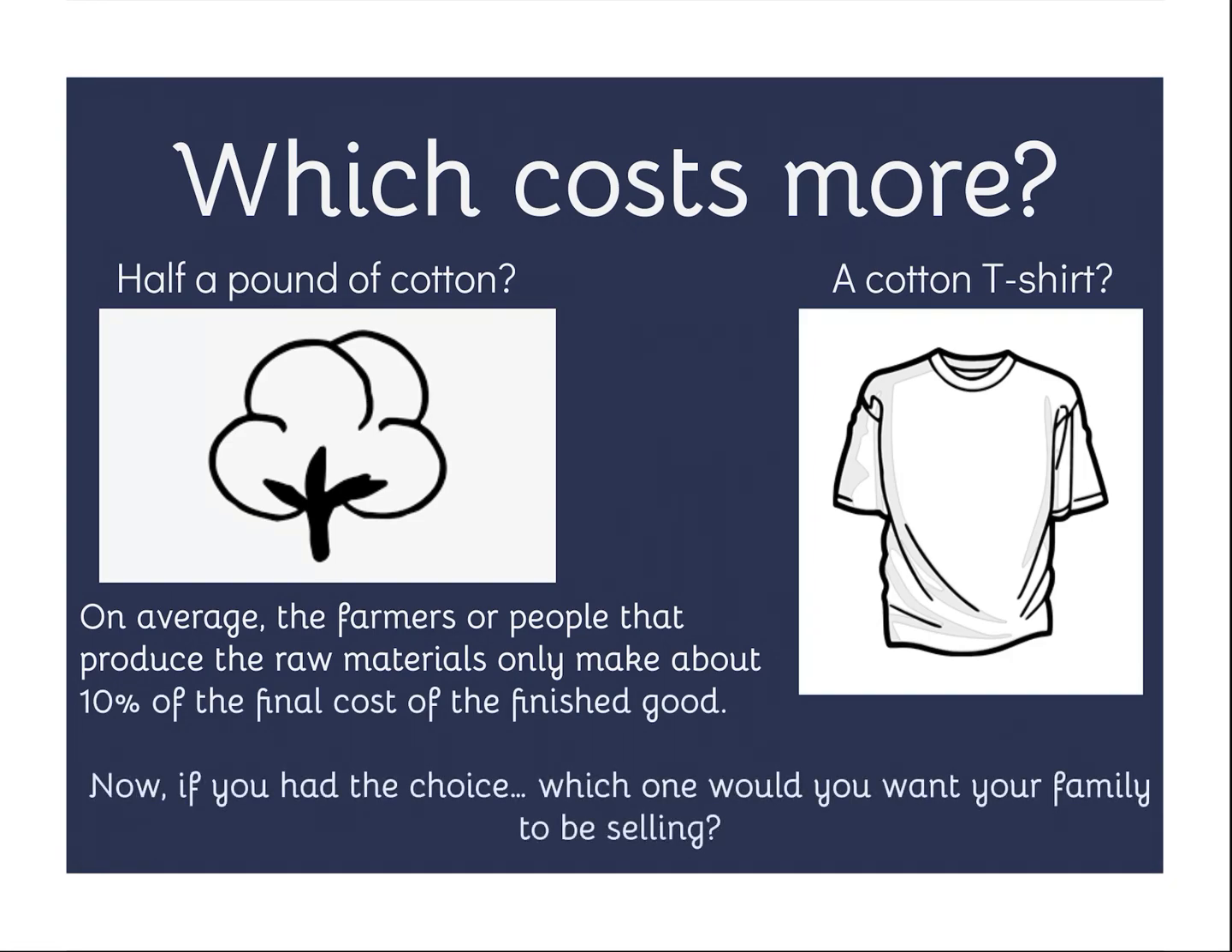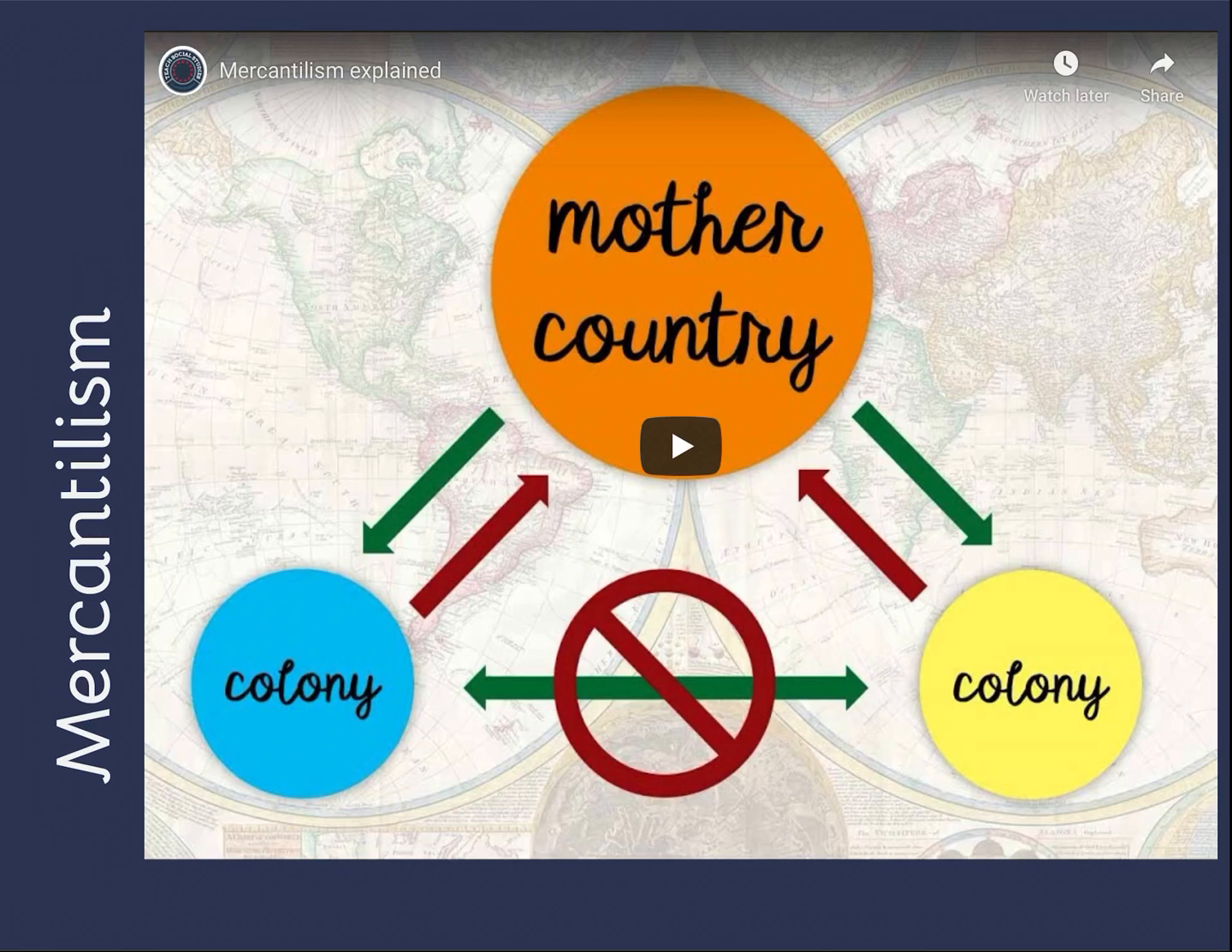So if you had a choice, which one would you want your family to be selling? Would you want them to be producing the cotton t-shirt where you're going to profit $9? Or would you rather them produce the cotton that will profit you $1? It's pretty simple math there. So this is going to go into depth on what mercantilism is exactly.